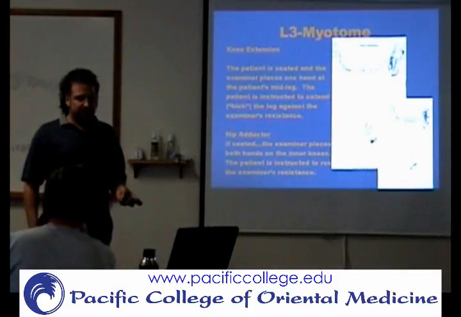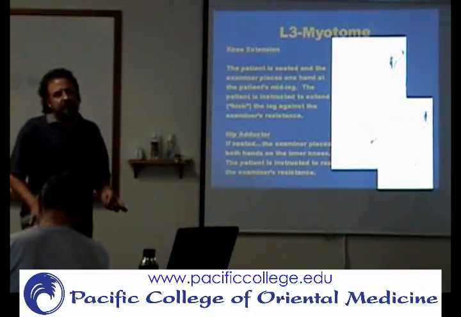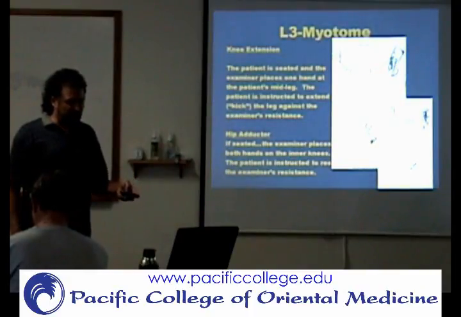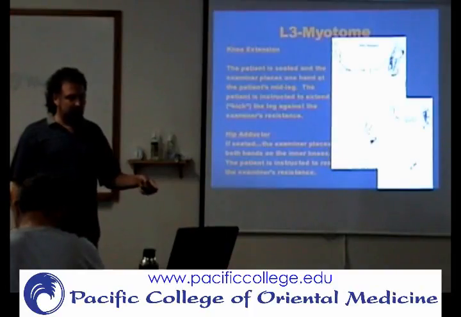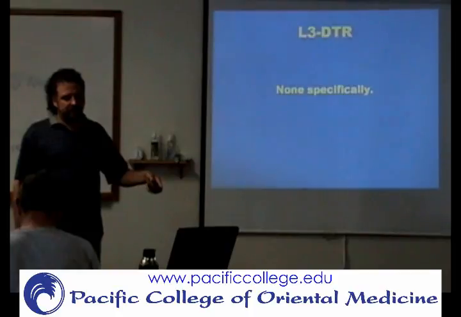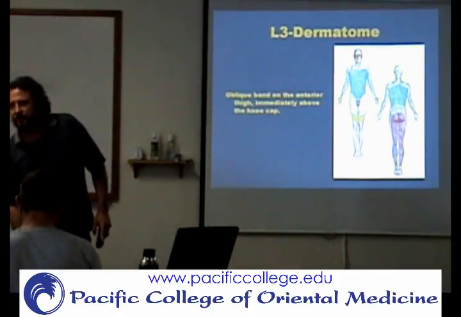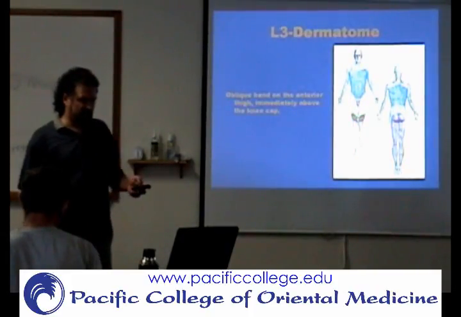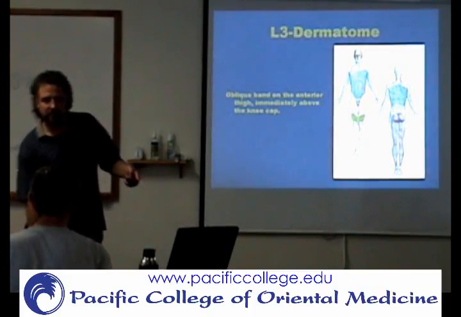And then now L3 is going to be knee extension. Okay. So L1, L2 is hip flexion. L3 is knee extension. And then also you could do the hip adductors. And L3 is not going to have a DTR. So L3, now we're starting to get closer to the knee. So it's just on the medial thigh, just proximal to the knee. And anterior, so anterior and medial.